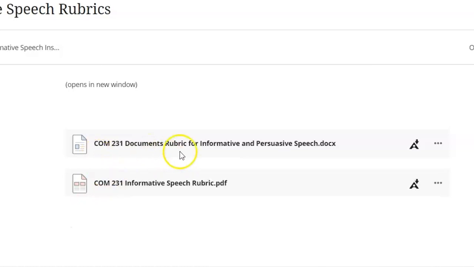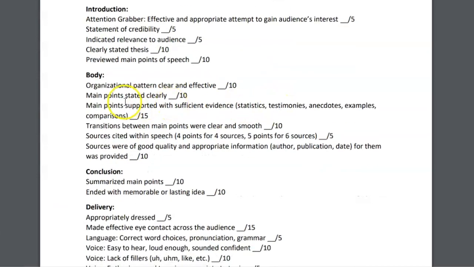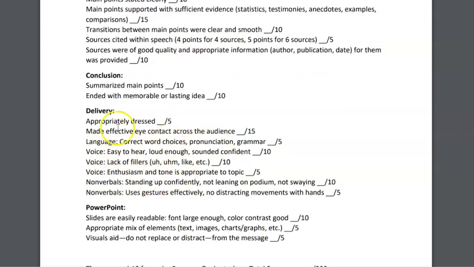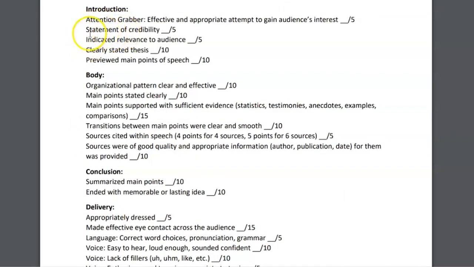For this speech, we have two rubrics, a documents rubric as well as a speech rubric. Okay, and so the evaluation for the informative speech rubric covers all the things, but as you see, that's different from the introduction speech, is that you have points for citing your sources, that your sources are of good quality, that you have good transitions. And it still has some of the same things as far as your delivery. It does still have up here your attention grabber, your statement of credibility, your relevance, your thesis, and previewing your main points. So all those things are the same. You still need to have those. And then, of course, your body and your conclusion.